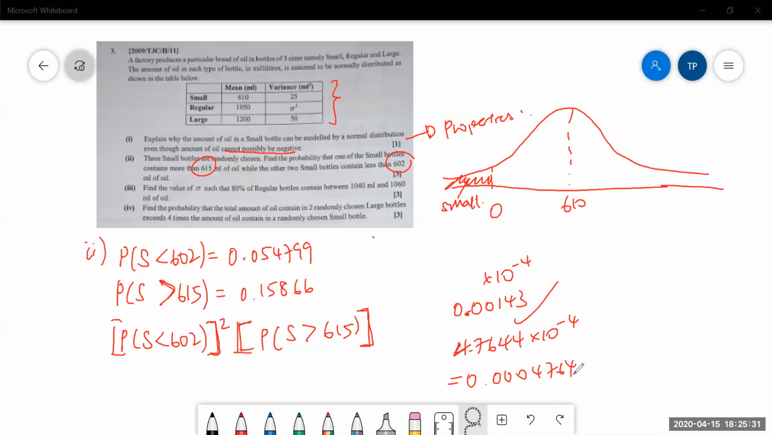Means you need to multiply by 3 choose 2. Why? Or alternatively, what you can do is multiply by 3 factorial over 2 factorial also can.